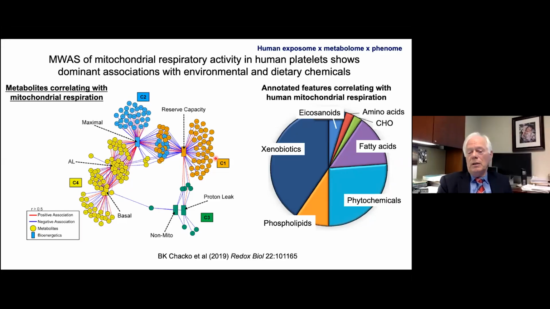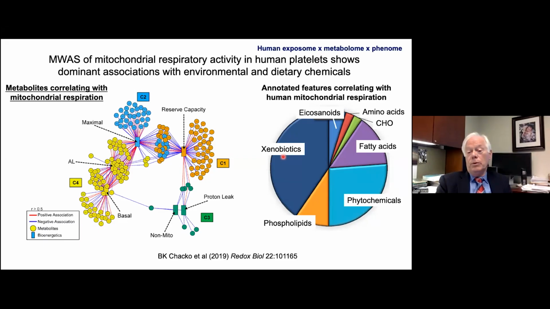Another example of this type of integration is a study that we did with Victor Darley-Usmar's group over at the University of Alabama in Birmingham, looking at mitochondrial function in human platelets. These are just collected from healthy people, measuring mitochondrial function in the platelets using the Seahorse technology, and then mapping that to the metabolites in the serum plasma.